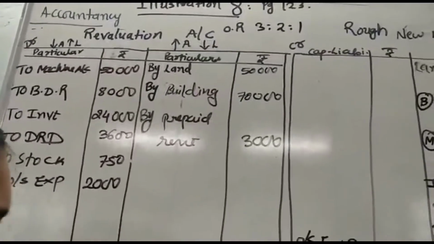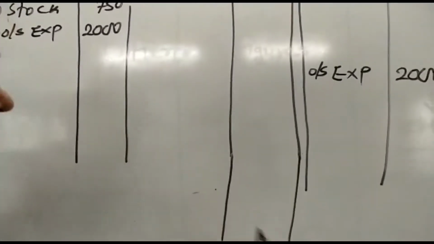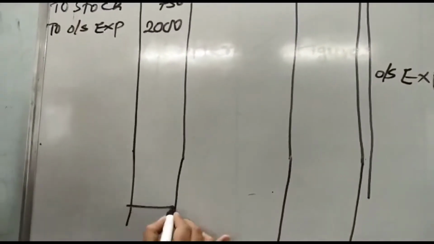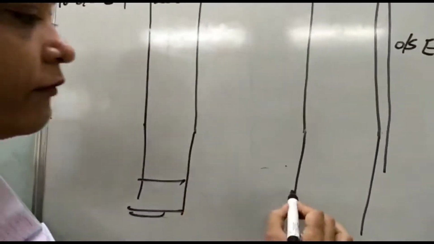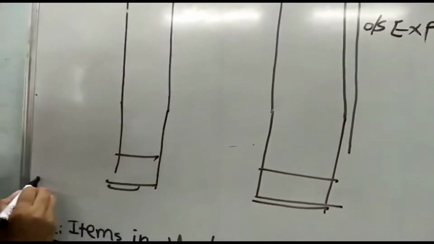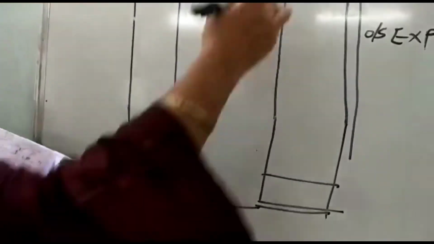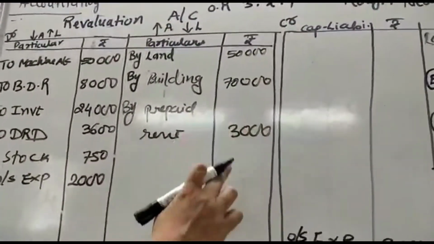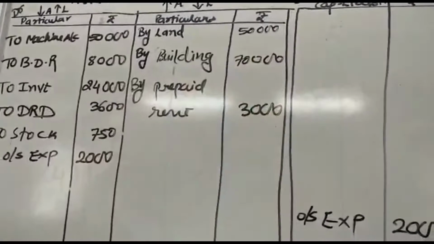I am just going to close it. Everyone look here. Extend these lines a little bit so you can show your working of closing. Complete your revaluation account. Which side total is more? According to me, the credit side total is more.